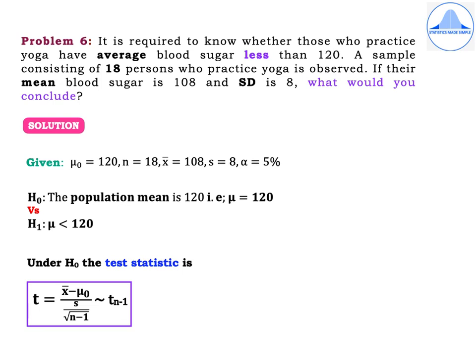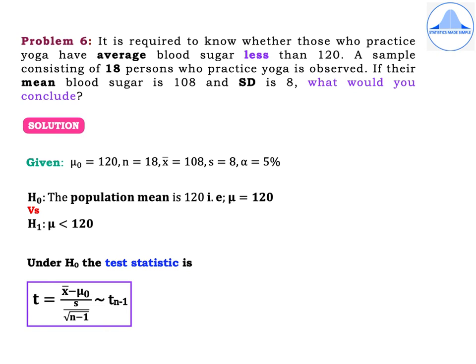Problem 6. It is required to know whether those who practice yoga have average blood sugar less than 120. A sample consisting of 18 persons who practice yoga is observed. If their mean blood sugar is 108 and standard deviation is 8, what would you conclude? Now, in this problem, we see the words average and standard deviation, and the sample consists of 18 persons. So, 18 is less than 30, and this test is based on t test for single mean.